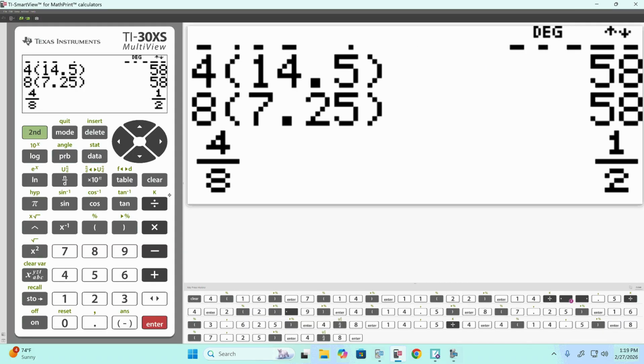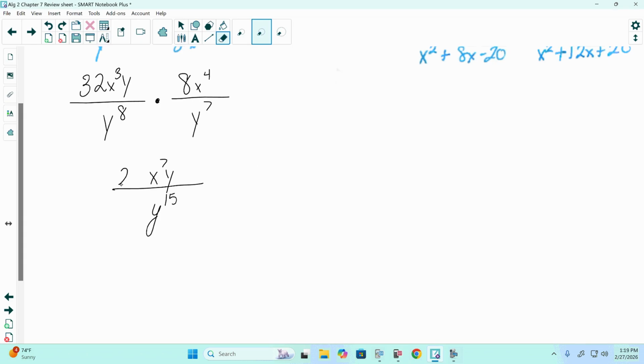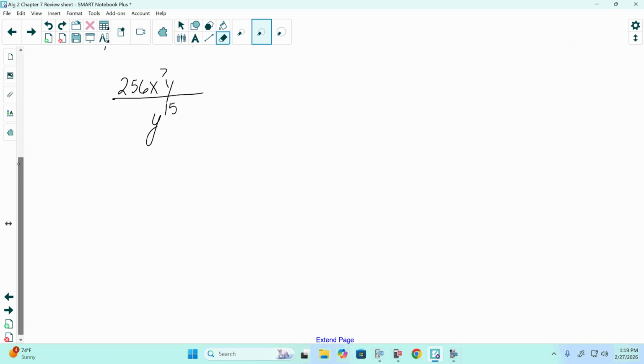Now, it seems odd I've just skipped over 32 times 8. Well, 32 times 8 is 256. It also really didn't matter when I did the multiplication of those, because multiplication order doesn't matter. 256x to the 7th on top isn't going to reduce with anything, because there's nothing in common with it on bottom. Y over y to the 15th. Remove 1 from the top and bottom. The top is gone. The bottom becomes 14. Questions on this here?